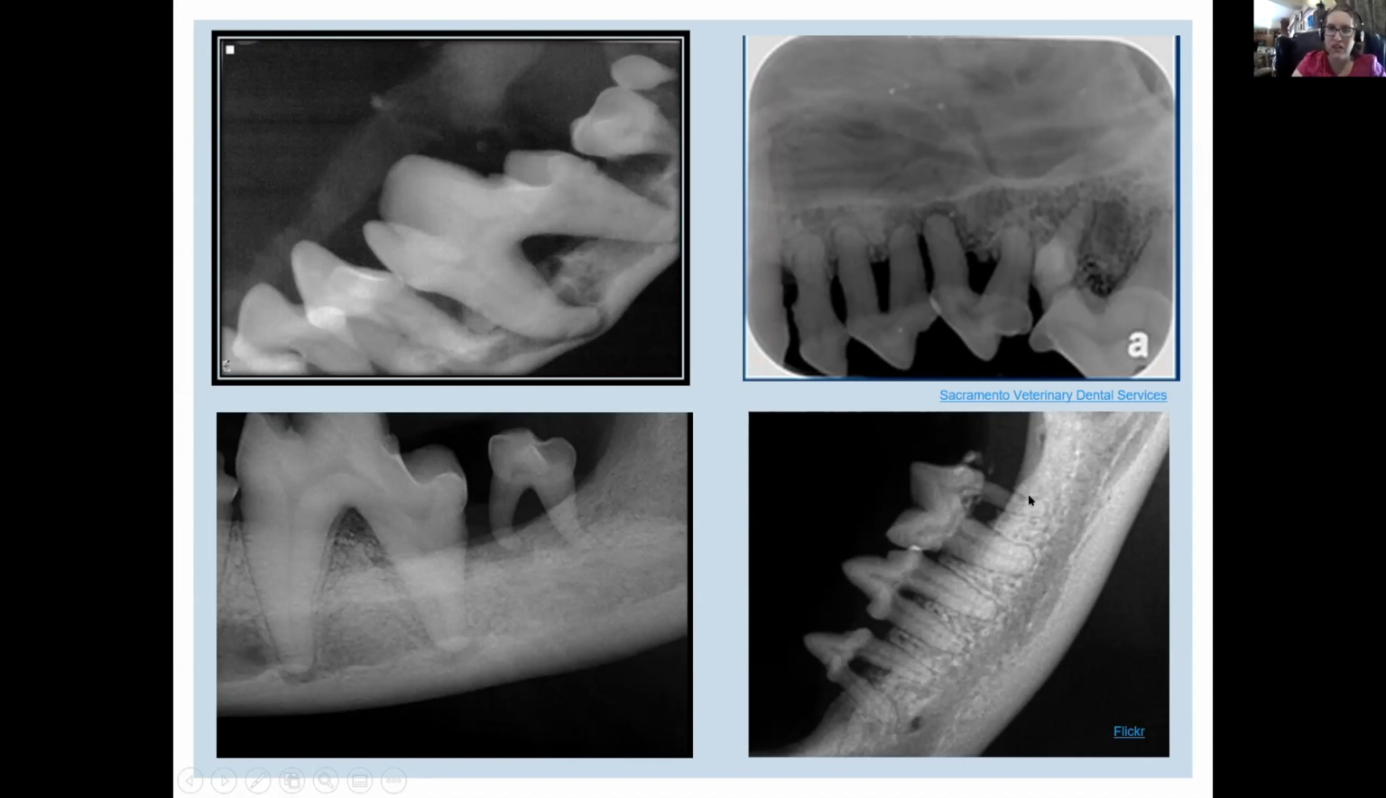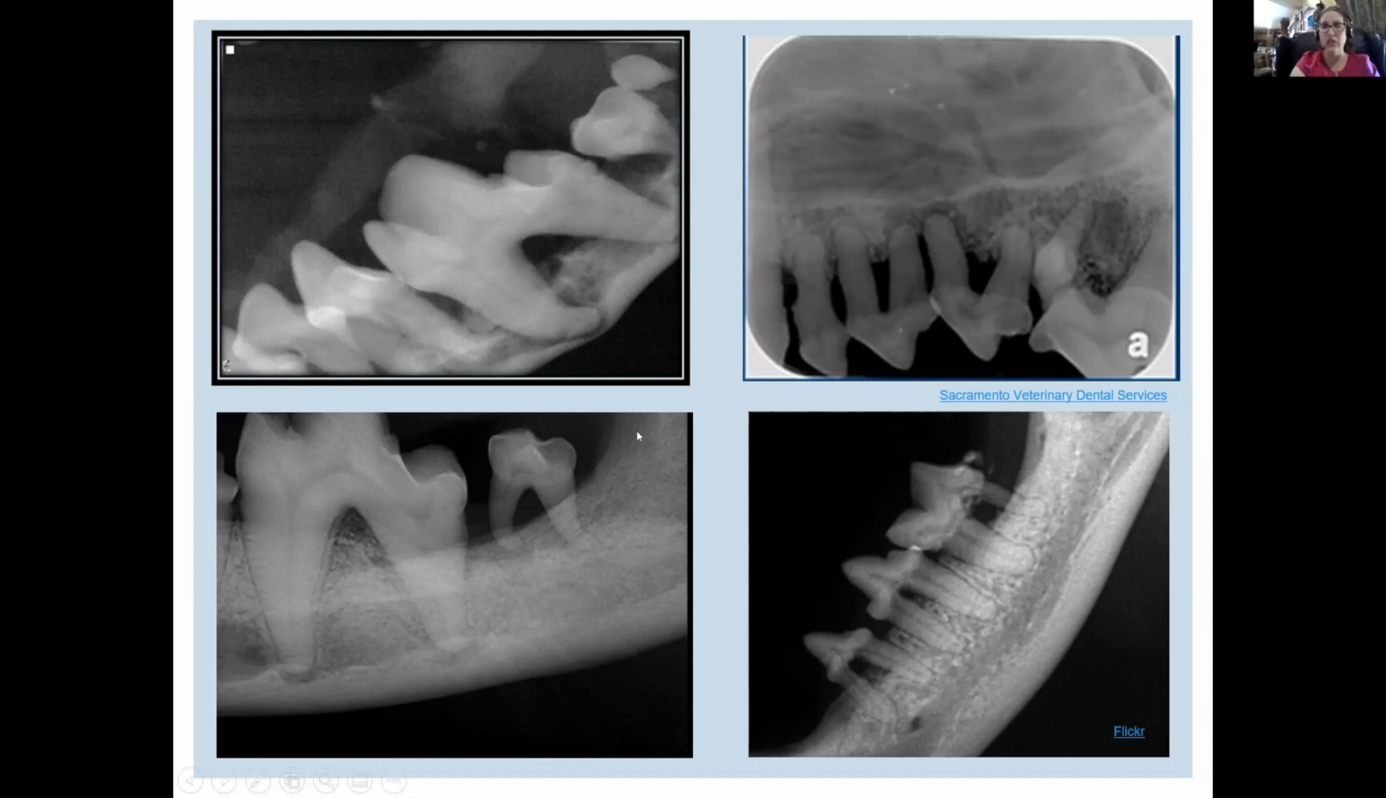Here we have some evidence of periodontal disease in a cat. This is a cat jaw. You can also see a little area where it almost looks like someone has taken a bite out of the center of this tooth. So this cat has some bone loss that I would consider horizontal bone loss, as well as some evidence of tooth resorption. So dental radiographs really help you to figure out what is going on in the pet's mouth, especially below the gum line.